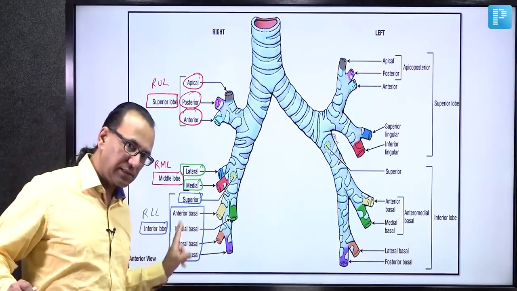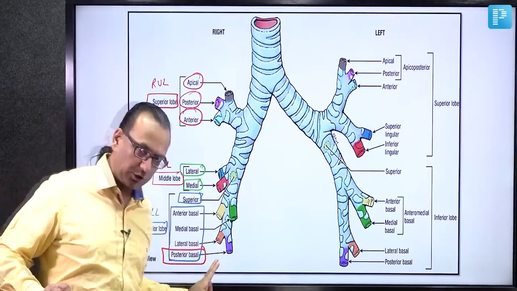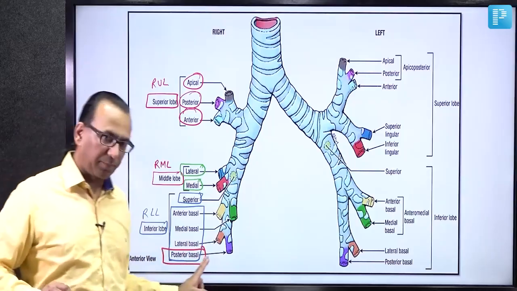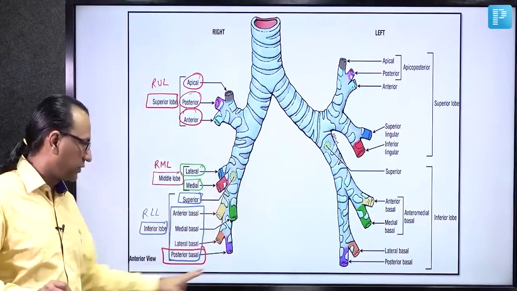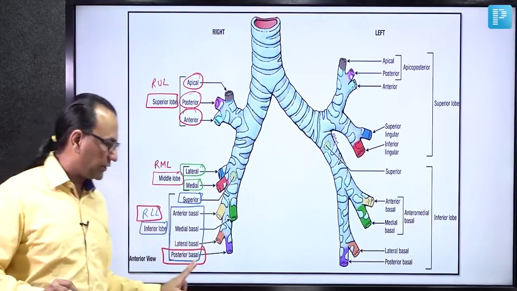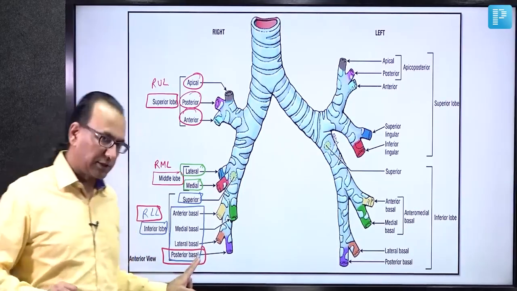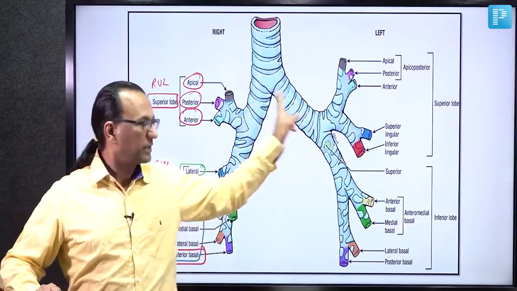It is the posterior basal which is the most dependent location in the erect posture. If a patient in a sitting or standing posture aspirates, then it will be mostly in the right lung, and that too in the posterior basal of the right lower lobe, because that is the most dependent location in erect posture, causing aspiration pneumonitis.